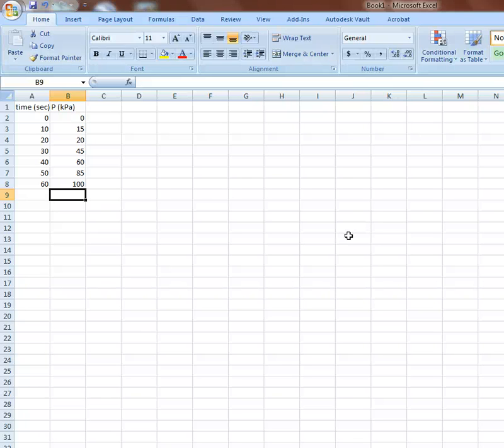Okay, this is a basic tutorial for how to use Excel to make graphs and to obtain the slope of the lines from the graph and display them properly. So you probably have data already in an Excel file. What you want to do is highlight just the numbers. Notice I'm not highlighting the headings. You are going to add those later.